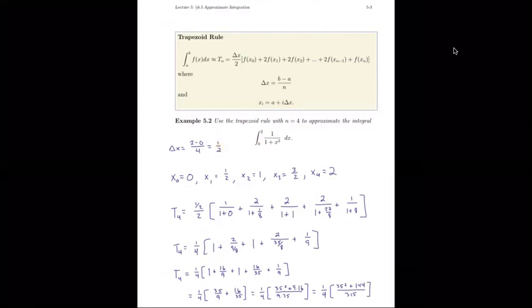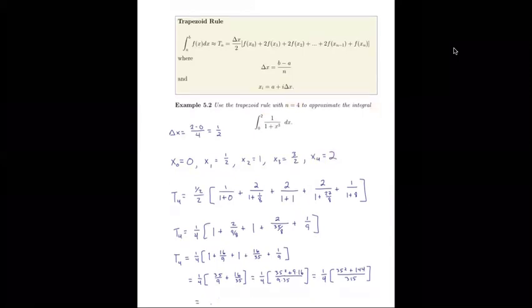So we just add 1/2 to x naught to get x1. We add 1/2 to that to get x2. We keep stepping to the right by adding 1/2 till we arrive at 2. We check to make sure that x4, with n equals 4, we should be at b at this point. And in fact, we are. That's a nice check.